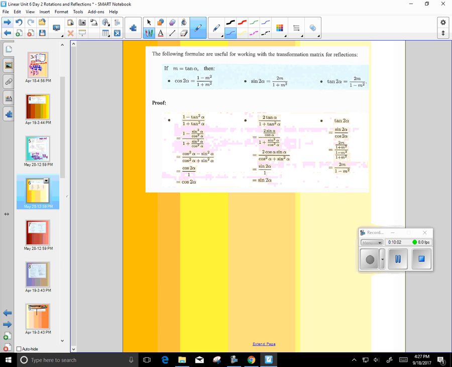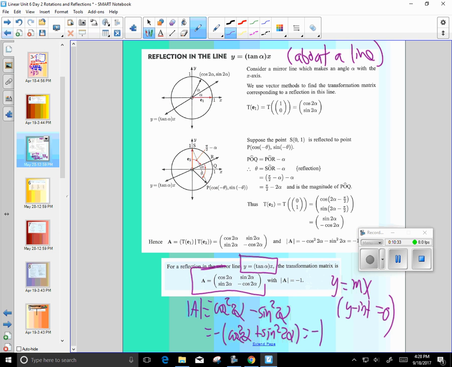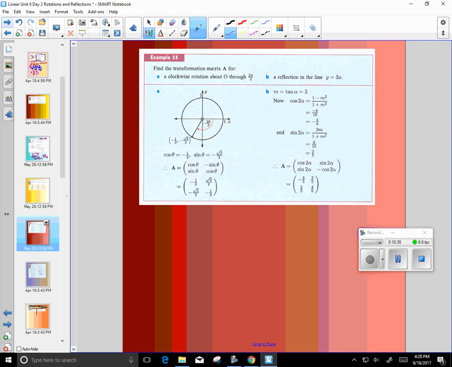Okay, working with the transformation matrix for reflections, they do some substituting here, showing where if m is the tangent of alpha, they did these nice little transformations for you. So, for example, if you look at cosine 2 alpha, 1 minus m squared over 1 plus m squared, you can see how that turns into cosine 2 alpha, and so on. Those are kind of cool.